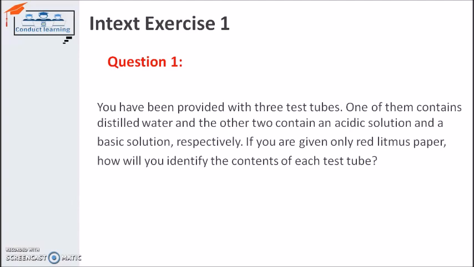So the solution is, first of all, take the three solutions in three different test tubes A, B and C. After that, put one drop of each solution on the red litmus paper. If the red litmus paper changes its color to blue, then the solution is a base. So you simply set aside that solution, and the rest of the solutions, which contain water or acid, you have with you.